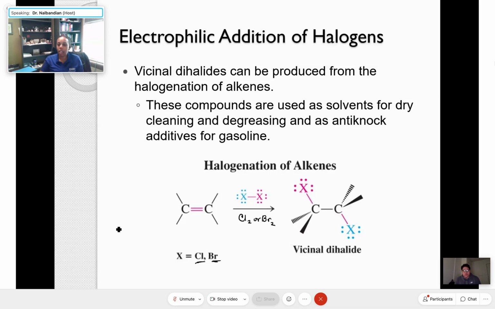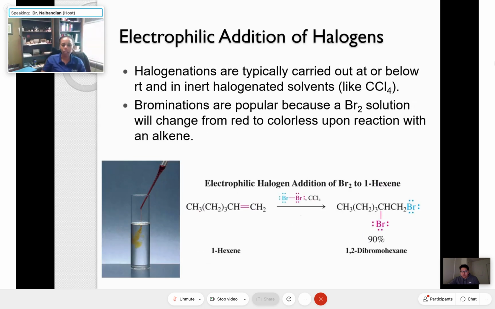So why would we make these compounds? Well, they can be used as solvents, they can be used for dry cleaning, and they can be used for degreasing and anti-knock agents for gasoline. So they have their uses, so we have to know how to make these vicinal dihalides. For this reaction, I said we can use chlorine or we can use bromine. Remember, chlorine is a poisonous gas, so it's difficult to deal with. But usually we will carry these out with bromine instead because it is a liquid.